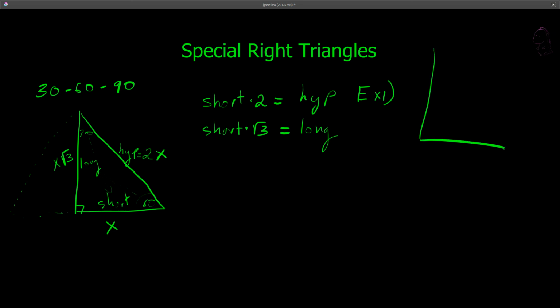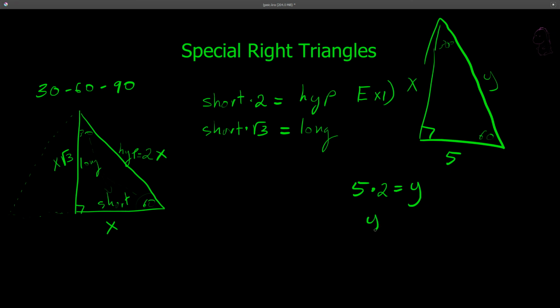So here I have an example. Obviously this is the short side, the opposite of the 30, and the long side is opposite of the 60-degree angle. Now let's say they give you the short side to be 5. That's easy enough, right? How do you get the long side and the hypotenuse? Well, short times 2 gives you the hypotenuse. So short is 5, and 5 times 2 is equal to y. Y is the hypotenuse, so y comes out to be 10.